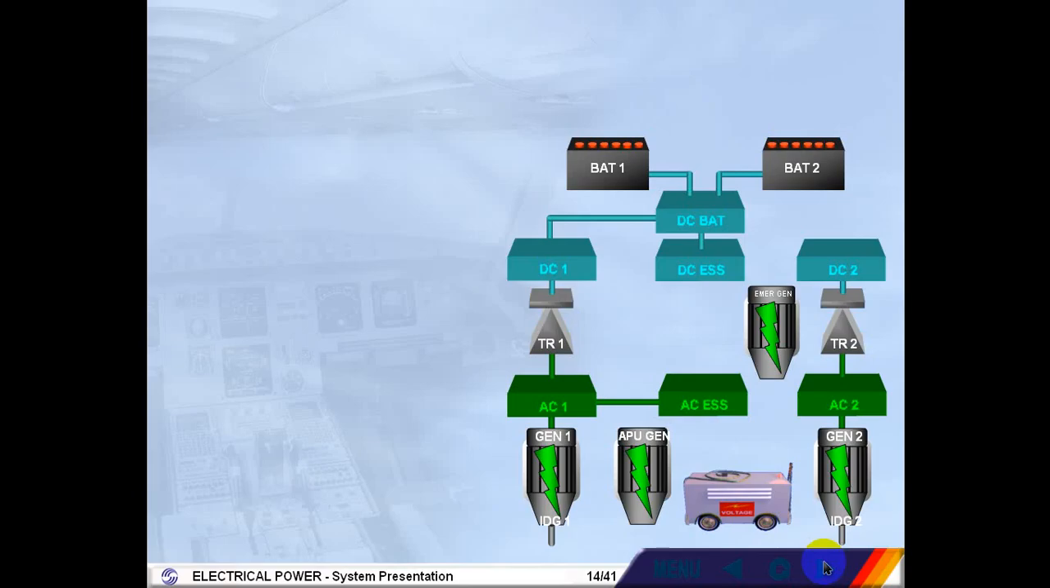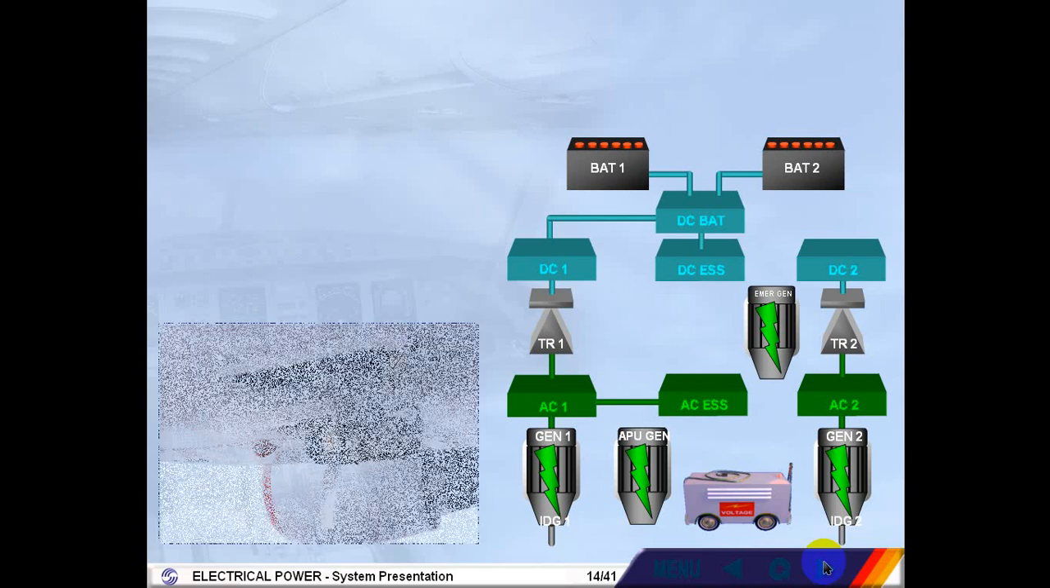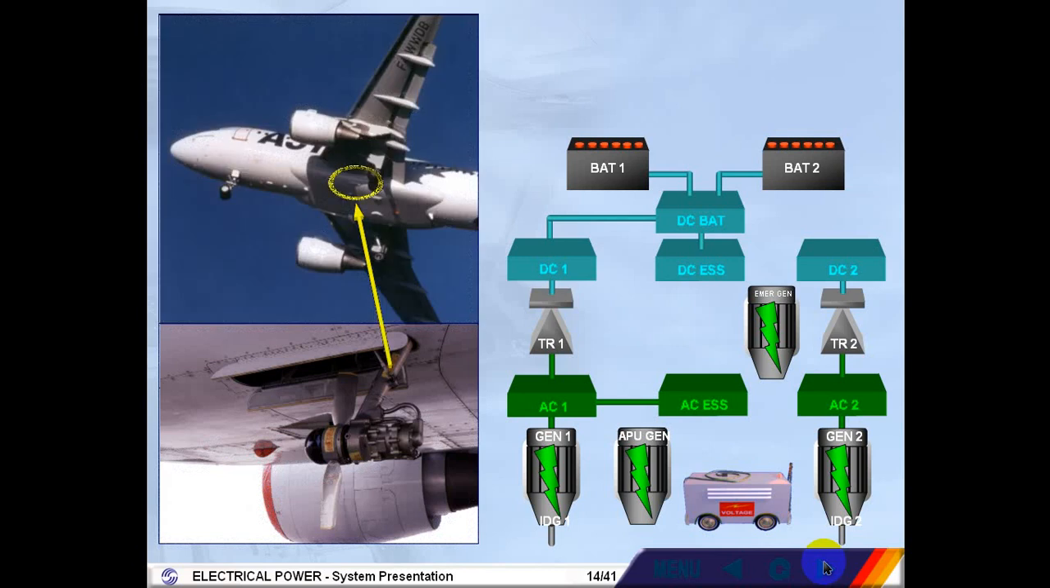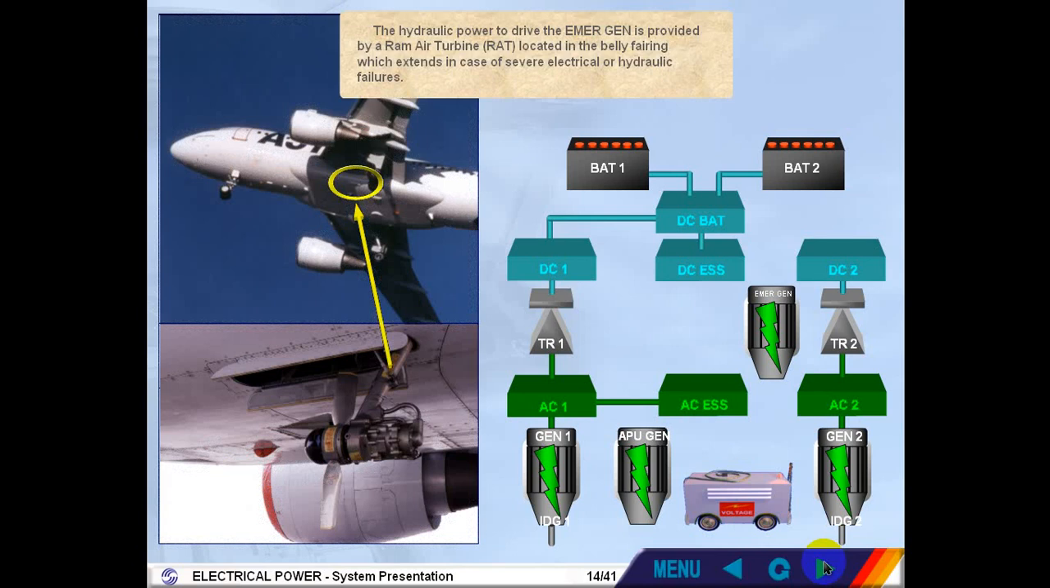The hydraulic power to drive the emergency generator is provided by a ram air turbine, RAT, located in the belly fairing, which extends in case of severe electrical or hydraulic failures.